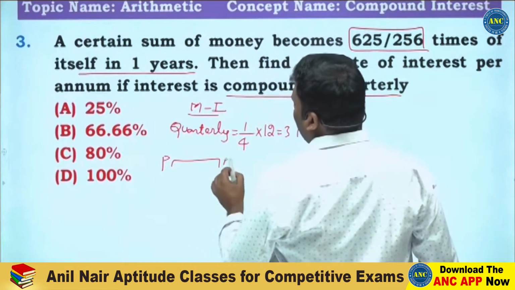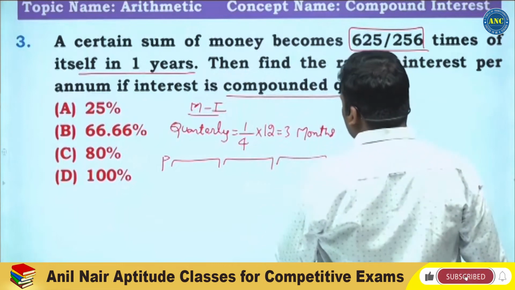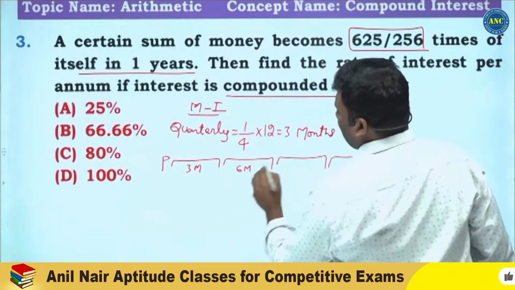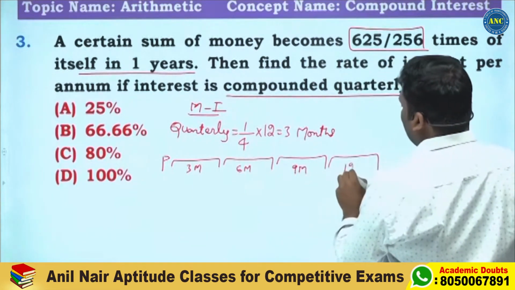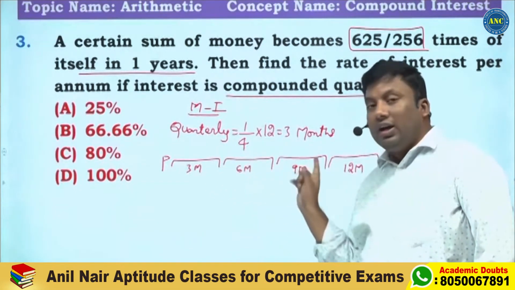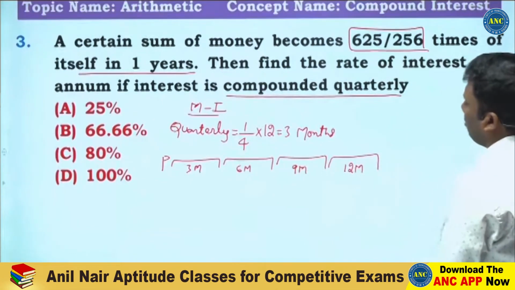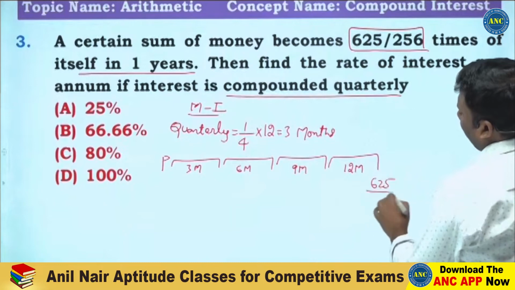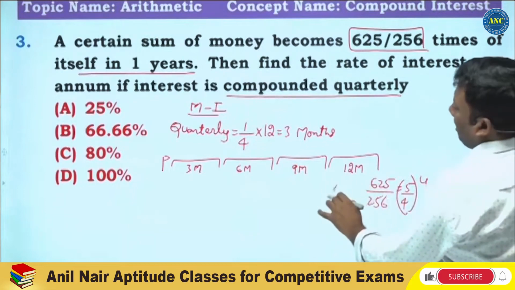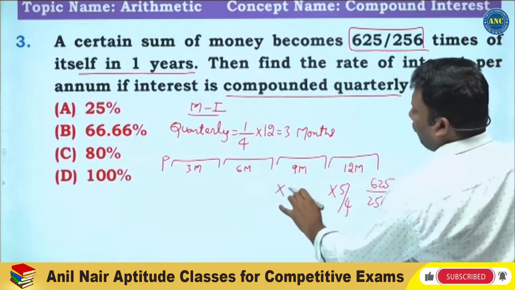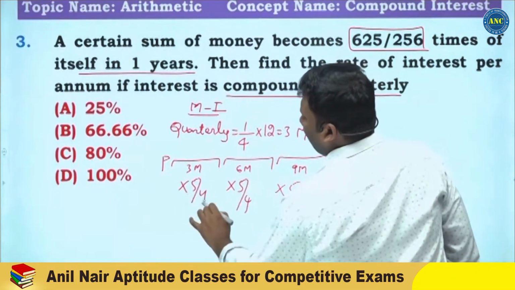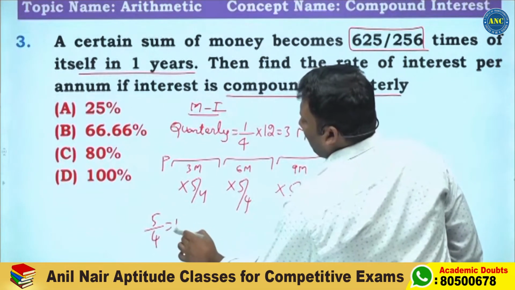This is after 3 months, after 3 months, after 3 months, after 3 months. This is 3 months, this is 6 months, this is 9 months, and this is 12 months. See here, the time period is going in AP. The multiplication factor will go in GP. So this will become 625 by 256, which is 5 by 4 power 4. So the multiplication factor will go in GP into 5 by 4, into 5 by 4, into 5 by 4, into 5 by 4. 5 by 4 is 1 plus 1 by 4.